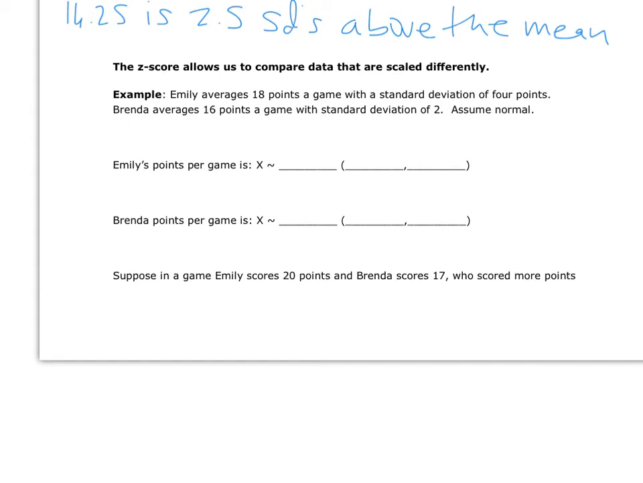So if we look at the distribution for Emily's points, we have that it's normal, with a mean of 18 and standard deviation of 4. And Brenda, normal distribution, mean of 16, standard deviation of 2. Suppose in a game Emily scores 20 points and Brenda scores 17. Who scored more points? Here's where we want to compare Emily to her own record and compare Brenda to her own record.